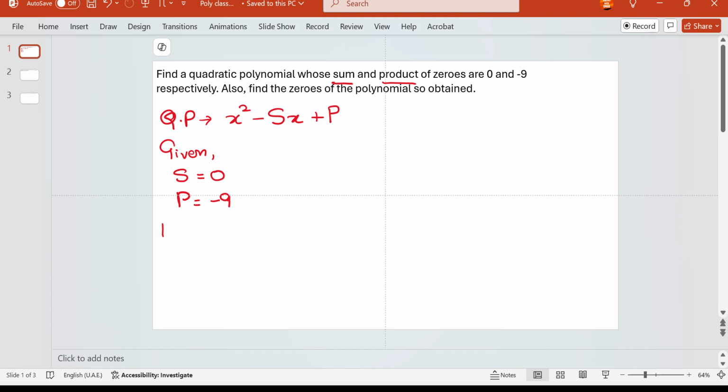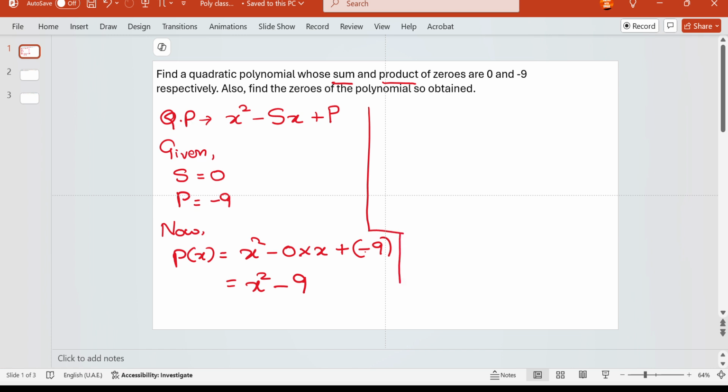So now the quadratic polynomial p of x is equal to x square minus sum, it is 0 into x, plus product, -9. So that is equal to x square, 0 times anything is 0, so plus of minus is -9. Okay, this is our quadratic polynomial, and mashallah, you can understand from this. So x square is a perfect square and 9 is also a perfect square.